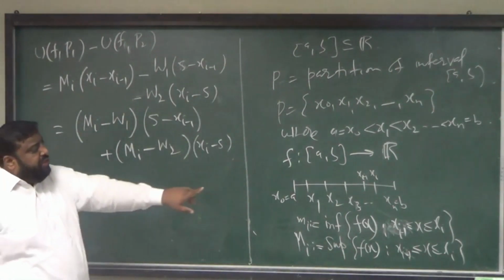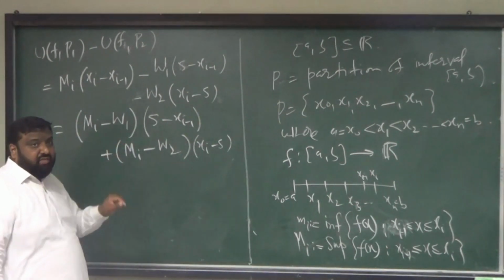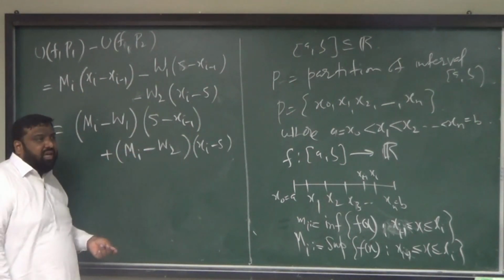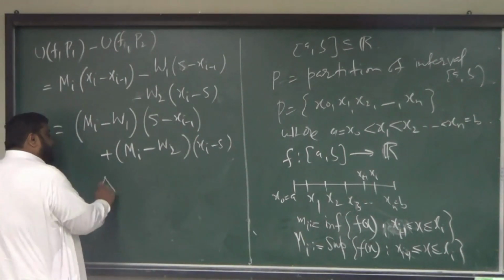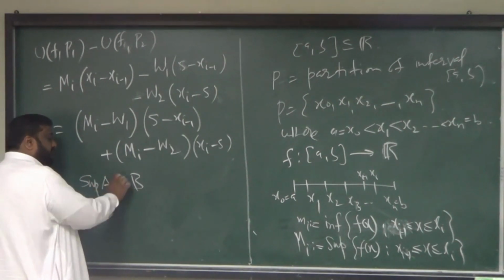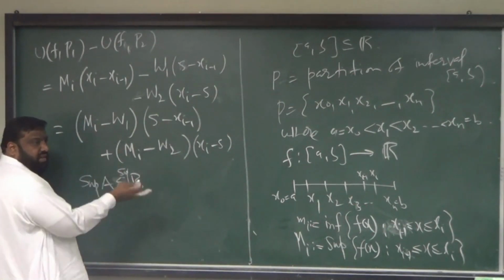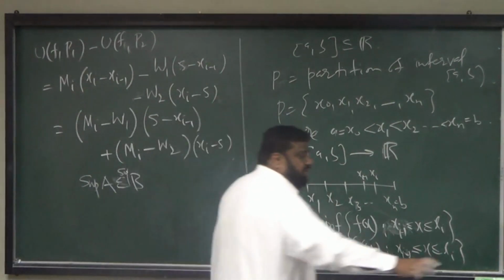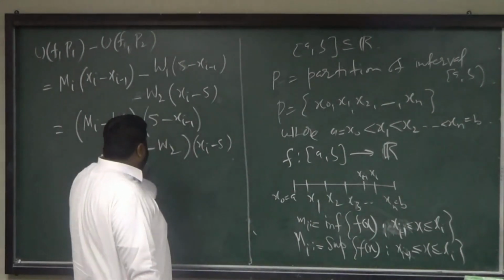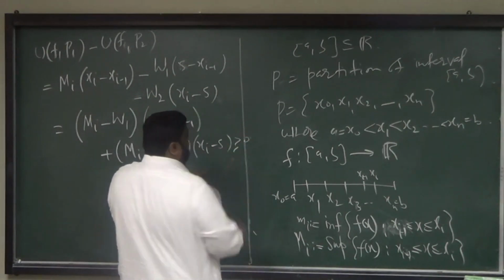Now M_i is the supremum for the whole big interval and W1 is the supremum for the subinterval. So which should be the bigger? M_i should be bigger, because if a set is a subset of another, then its supremum is less than or equal to the supremum of the bigger set, while in the case of infimums you have it the other way around. This is something that you have seen previously. So this is non-negative and obviously this is also non-negative, so everything is non-negative.